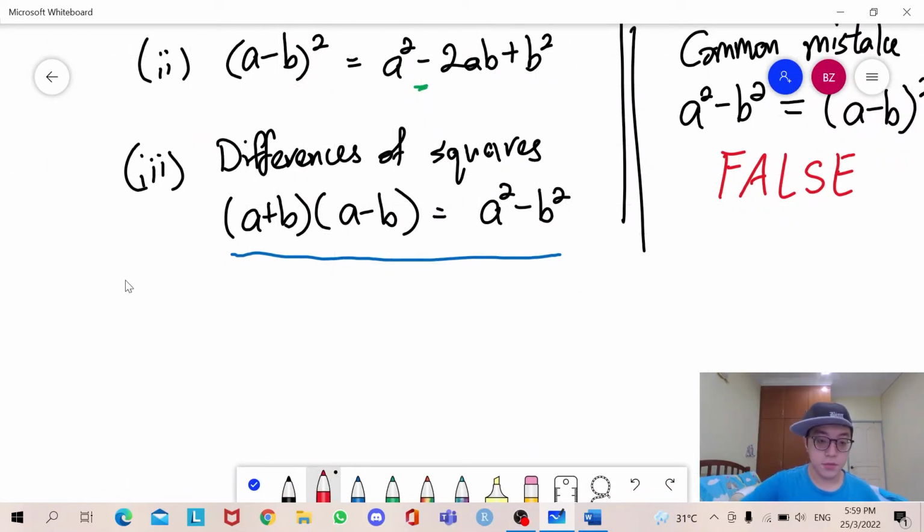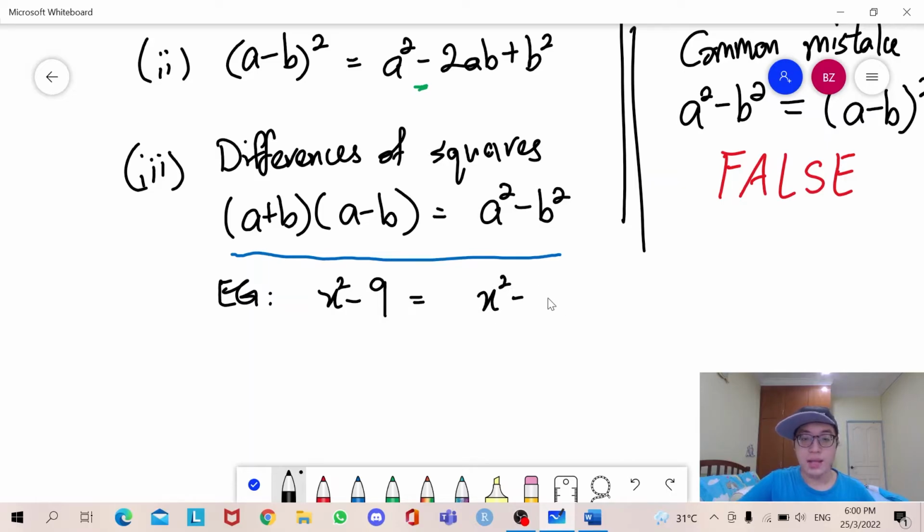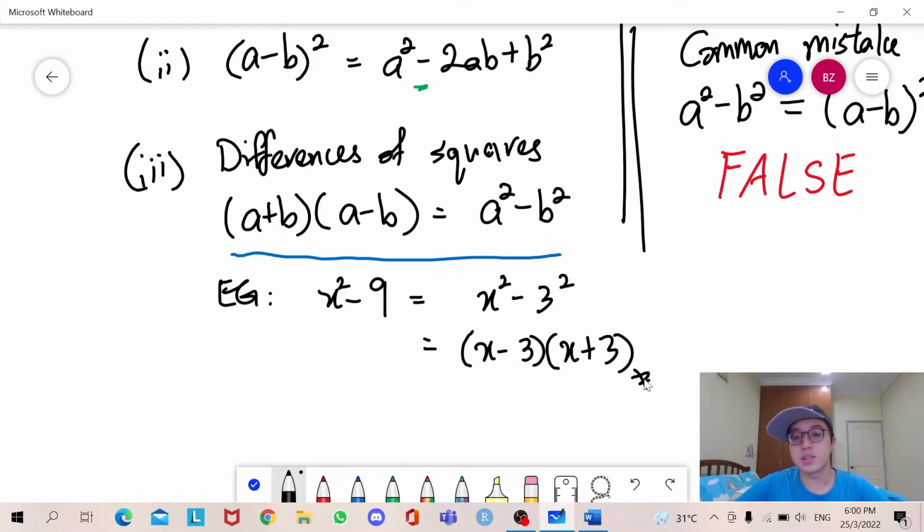So for example, if you are given x squared minus 9, you know that x squared and 9 is the square of 3, so 3 squared, which is the same condition as a squared minus b squared. Therefore you can come to the conclusion that this is equal to (x minus 3) and (x plus 3). This is very important in a lot of places where you need to simplify, factorize, and so on.